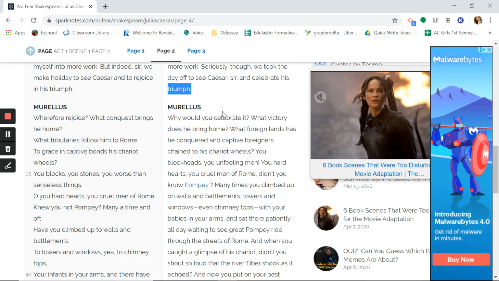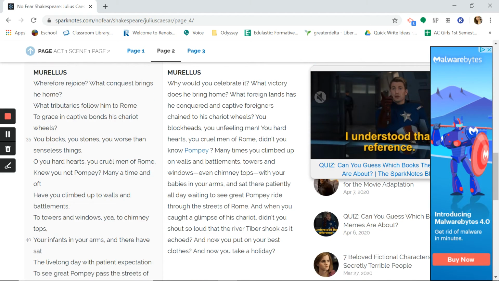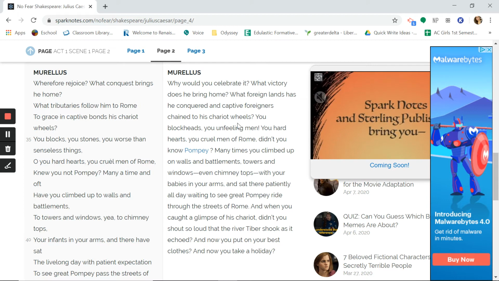Even though this is the mood, and we have just seen a lot of joking, Marullus butts in. Why would he celebrate? What victory does he bring home? What foreign lands has he conquered, and what captive foreigners are chained to his chariot wheels? You blockheads, you unfeeling men, you hard-hearted, you cruel men of Rome.